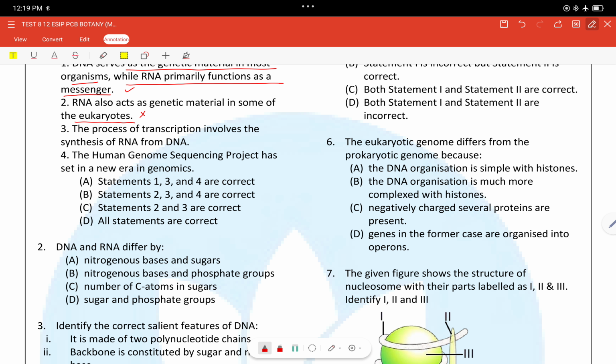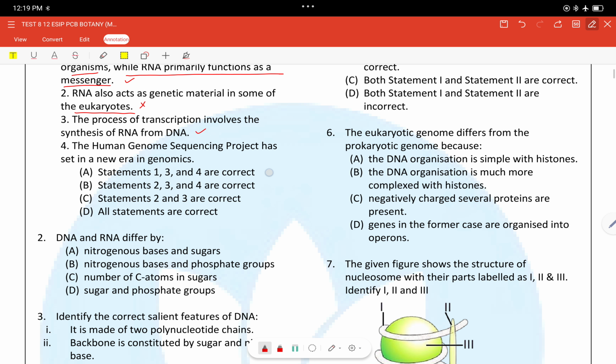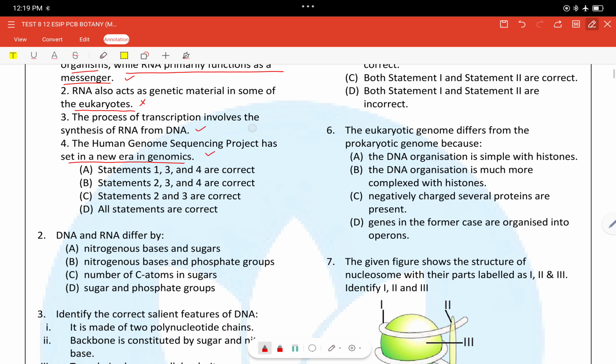The process of transcription involves synthesis of RNA from DNA. That is absolutely correct. DNA to RNA is transcription and RNA to protein is translation. Human genome sequencing project has set in a new era in genomics. This statement is also correct. You can check all the statements in NCERT also. So statements 1 and 3 and 4 are correct. Statement 2 is incorrect. So option A is correct.